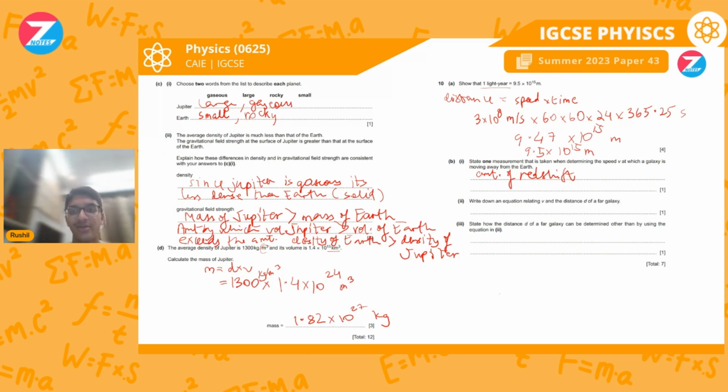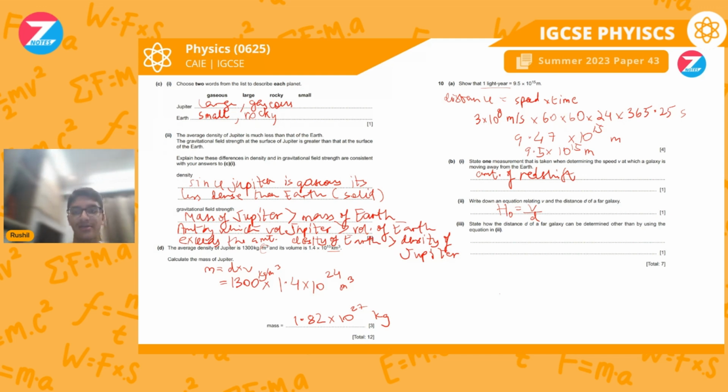Part 2 asks us to write down an equation relating v and the distance d of a far galaxy. We know that this is exactly what the Hubble's constant is about. So Hubble's constant H0 is equal to v by d. Hubble's constant is basically a constant that measures the ratio of the speed by which galaxies move away from us to the distance they are away from us, which obviously are directly proportional, since the faster they're moving away from us, the further away they are from us. Part 3 asks us to state how the distance of a far galaxy can be determined other than by using the equation in part 2.